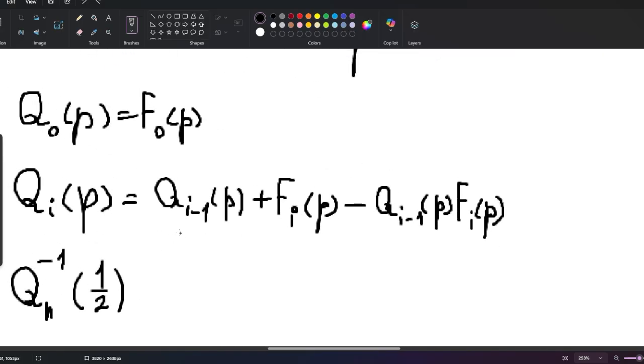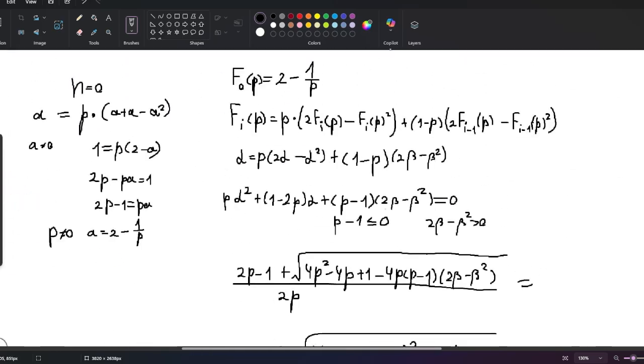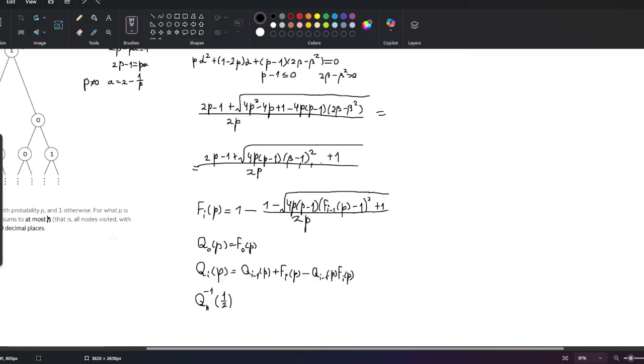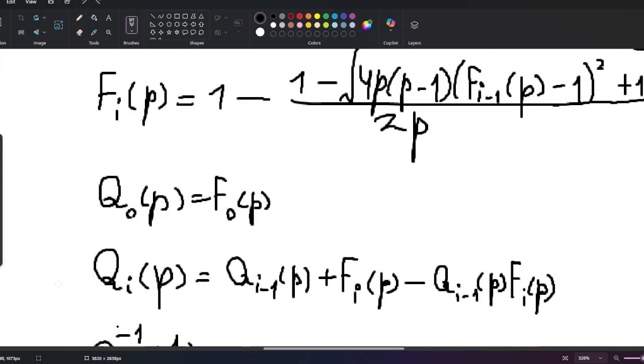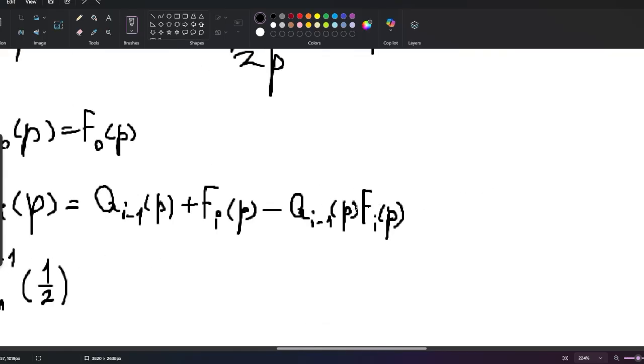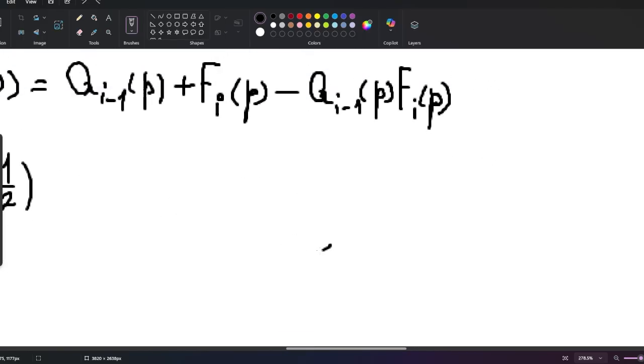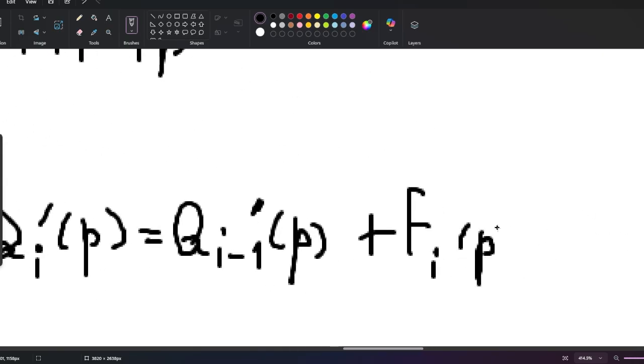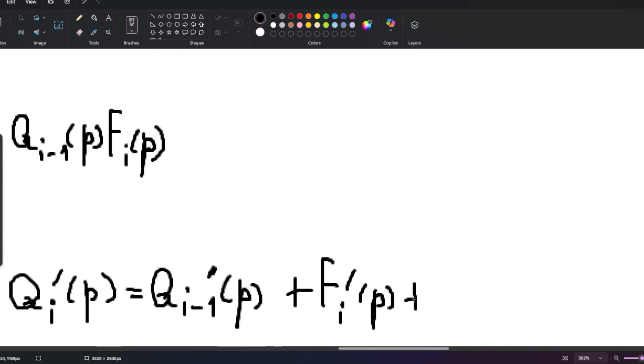Well, if we were to look into this, if we were to take the derivative with respect to p of this, we're going to get a positive derivative on that range. Next, if we were to look into this, essentially what we will get is something like this. Wait a second. Qi prime of p is going to be qi minus 1 prime of p, don't forget the prime, plus fi prime of p, don't forget the prime, plus qi minus 1 prime of p times fi of p.